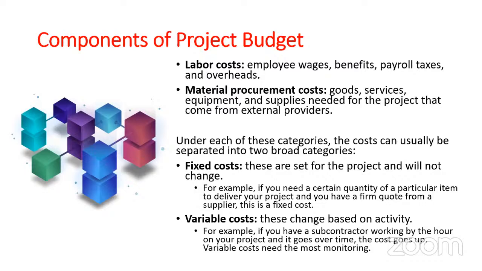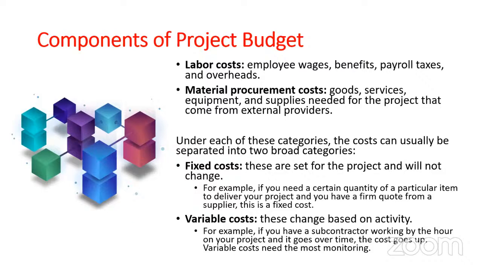Examples of fixed costs are things like the cost of equipment, cost of rent, cost of leasing, cost of land purchase, purchase of vehicles. Some of them will not change. For example, if you need a certain quantity of an item to deliver to a project and you have a firm quote from a supplier, this is a fixed cost. So even if it's a material, but it has already been calculated and it is fixed, consider it fixed.